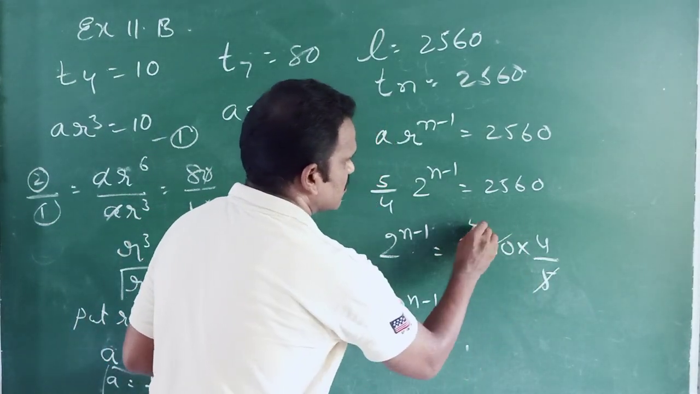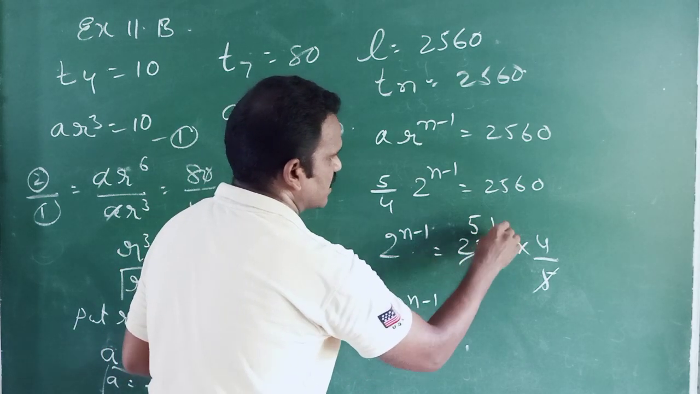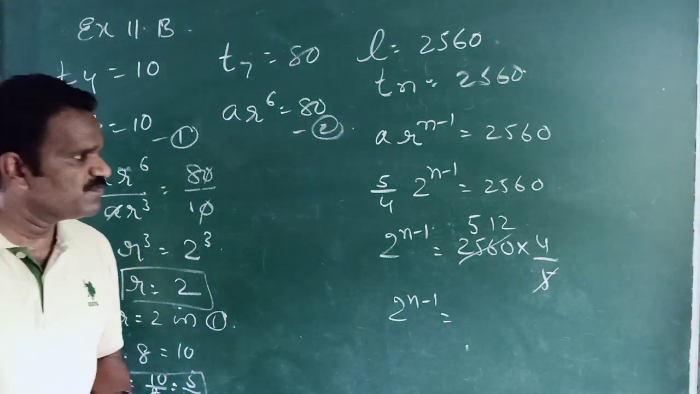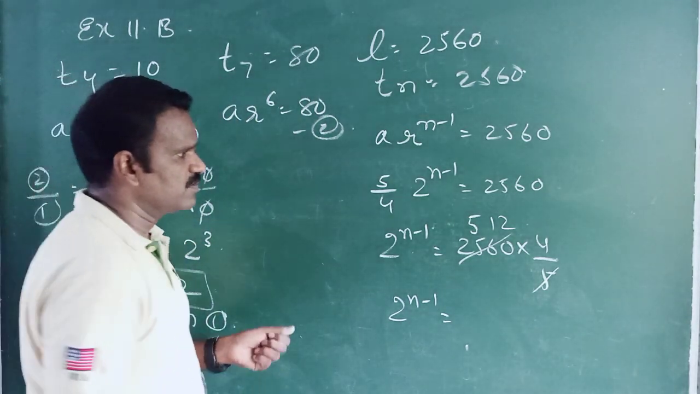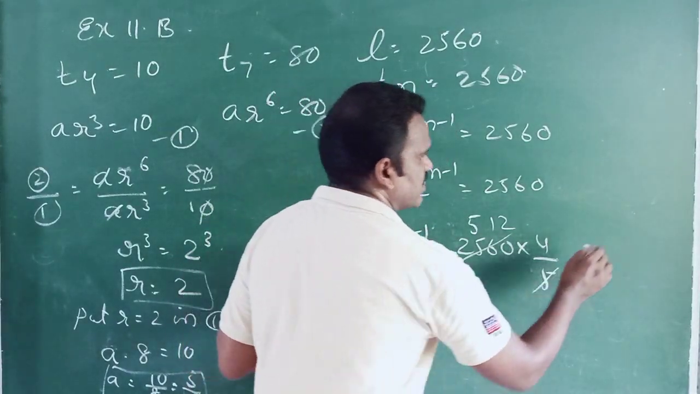How many times will 5 go into 2560? 5, 1, 2. So we got 512. 512 into 4, we will find 512 in terms of 2.